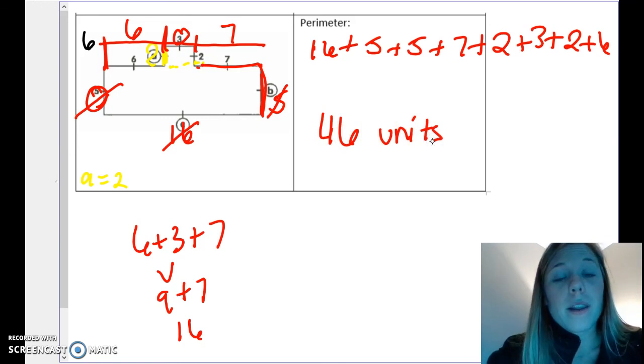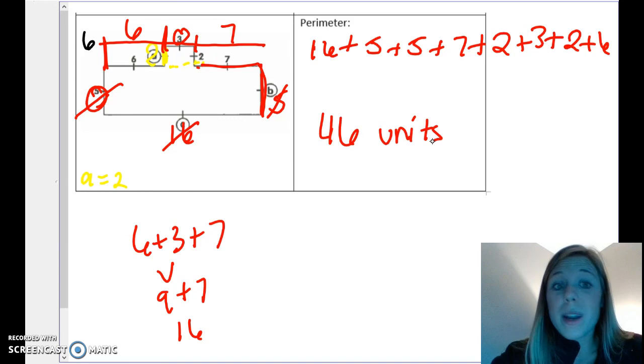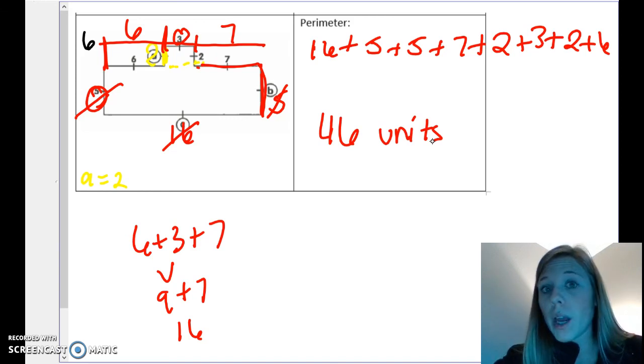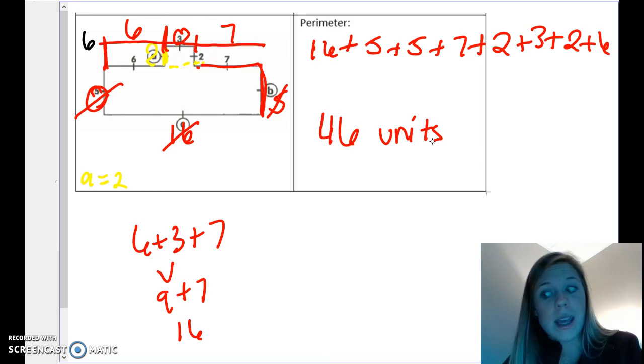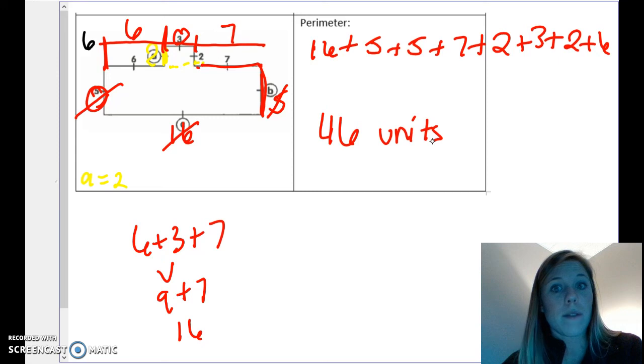Okay, guys, that's finding the perimeter of composite figures. Pretty easy. It is a lot of adding, but I think you can handle it. At this point, you can start working on the extra credit activity. Yes, the last week of the 6 weeks, I am giving you an extra credit activity.